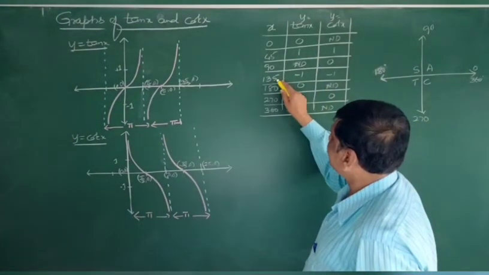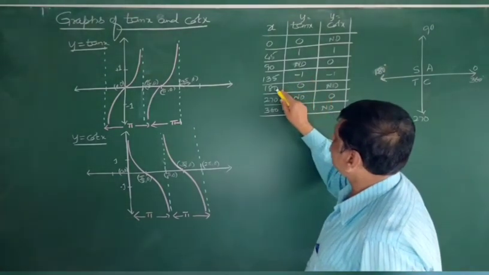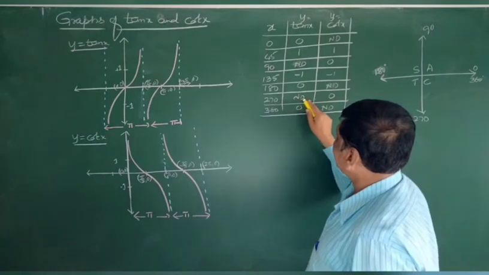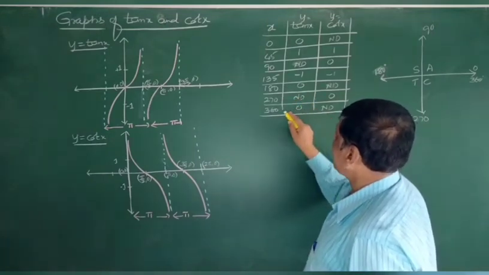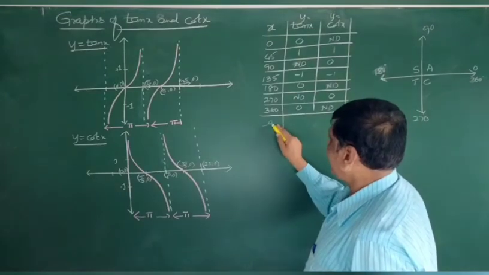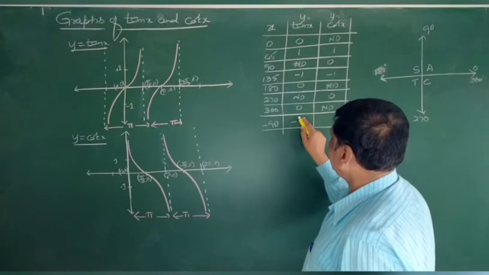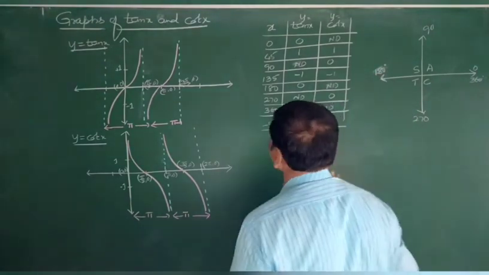When x equals 135, y equals -1. When x equals 180, y is 0. When x equals 270, it is not defined. When x is equal to 360 degree, y is not defined. And when x is equal to -90, it is -1. Okay. So let us see here.